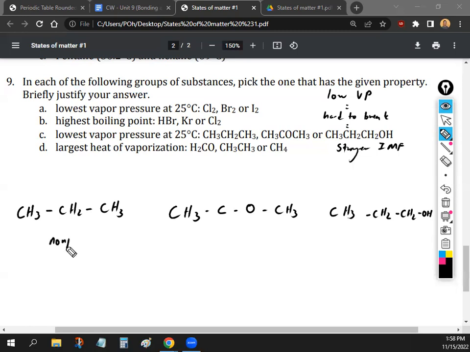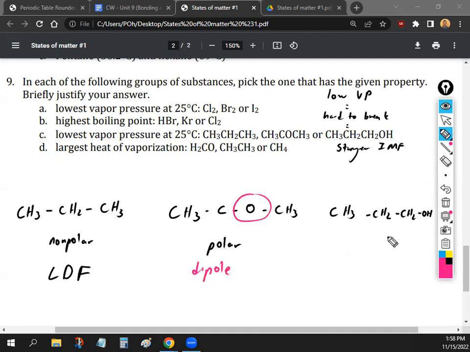Non-polar, which means the strongest IMF that this experiences is LDF. Not LDS, that's Latter-day Saints. All right, let's go to this one right here. Is this one polar? Yes, this one is polar because of the oxygen right here. So there's going to be some dipole.